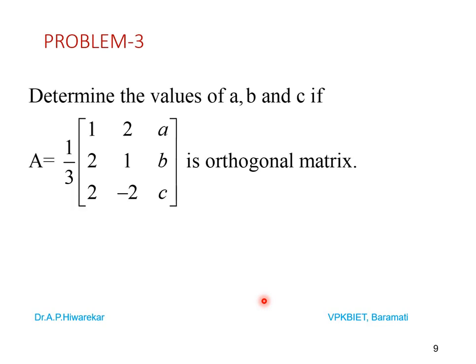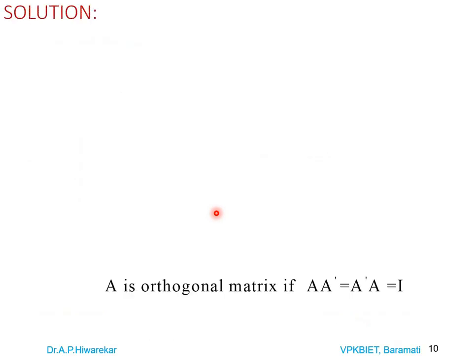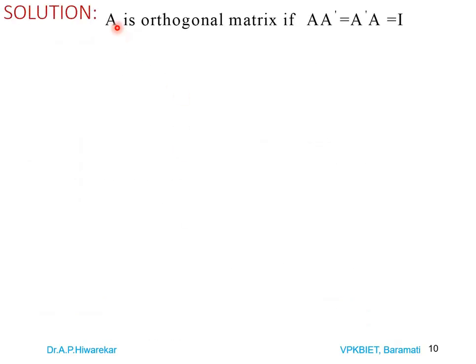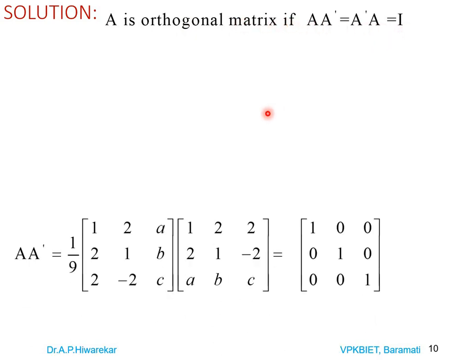Now we go to the next problem. Problem number 3. Determine the values of a, b and c if A is equal to 1/3, first row 1 2 a, second row 2 1 b, and third row 2 -2 c, is an orthogonal matrix. So we have the given matrix A and we have to determine the values of a, b, c. We know the property of an orthogonal matrix: A is orthogonal if A into A transpose is equal to A transpose into A is equal to I.